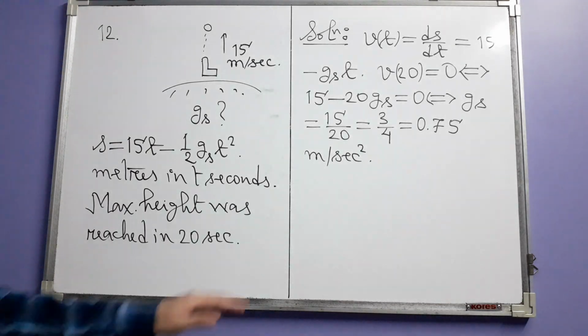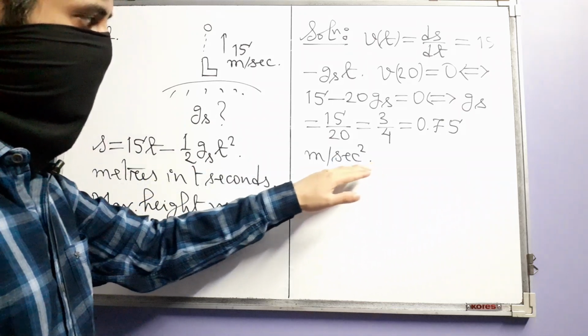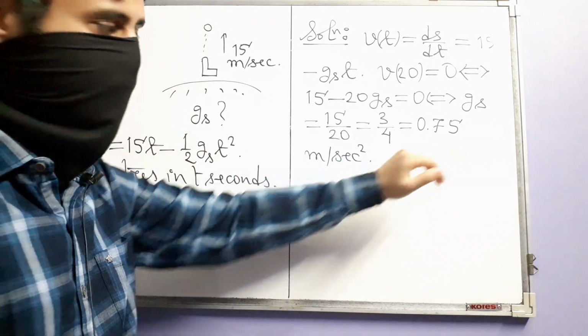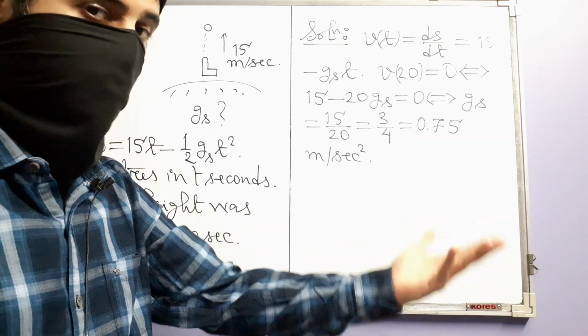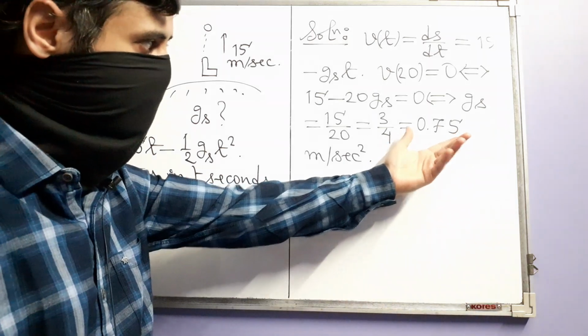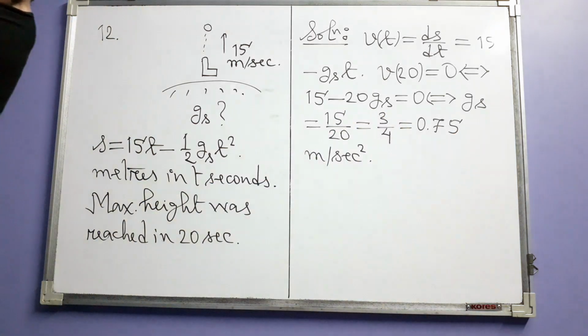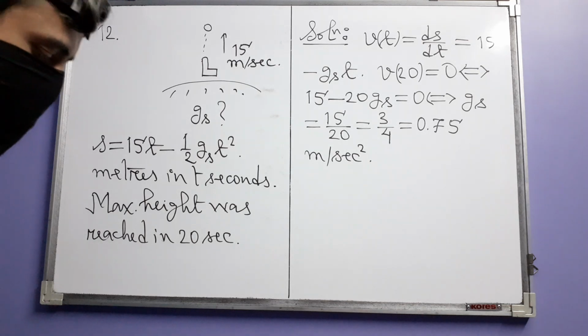Yeah. So this is the acceleration due to gravity value. So you can see that it's quite weak. Here we have 9.8 meter per second square, here only 0.75. A small planet.